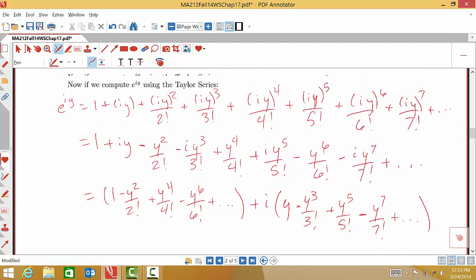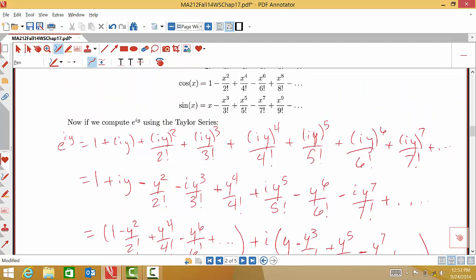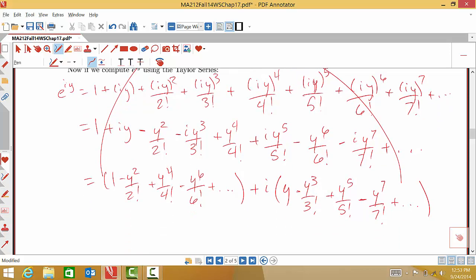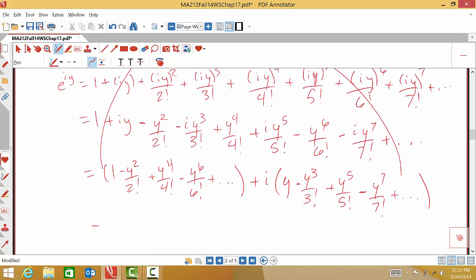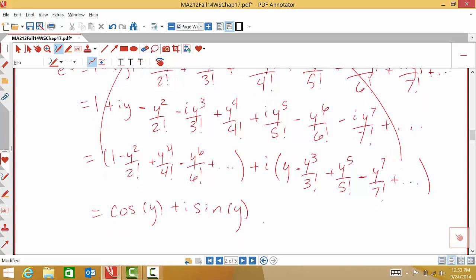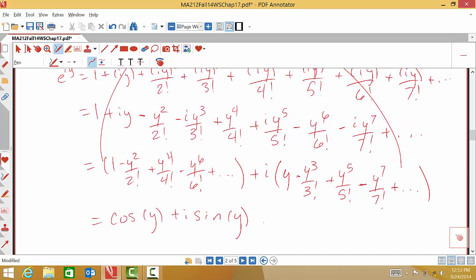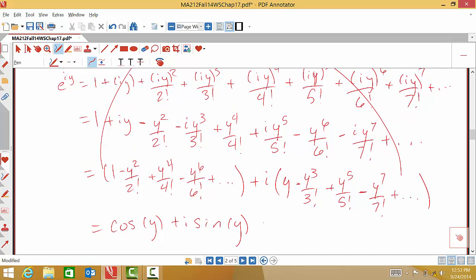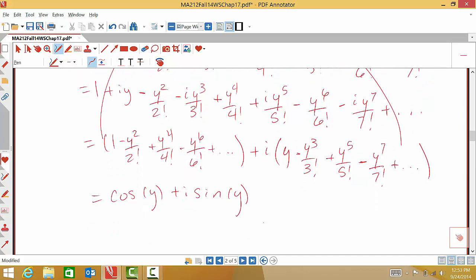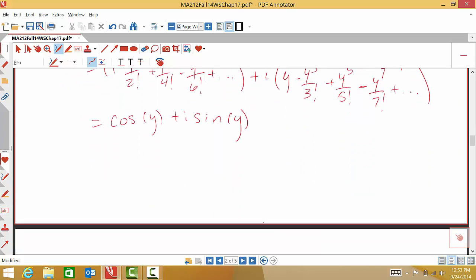If we compare these two series to the series for cosine and sine, we can see that this one is really just the cosine of y, and this guy is sine of y. So I could write this as cosine of y plus i sine of y. Okay, and this is just amazing. This tells us how to take e to a complex number and write it in terms of sines and cosines.